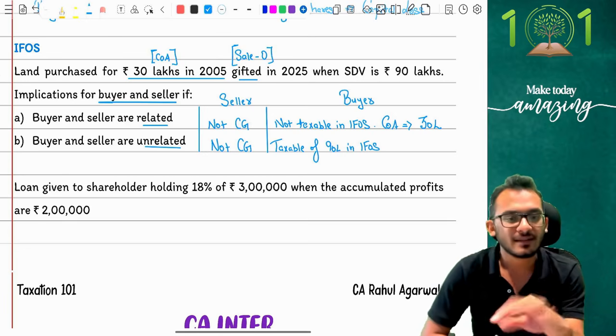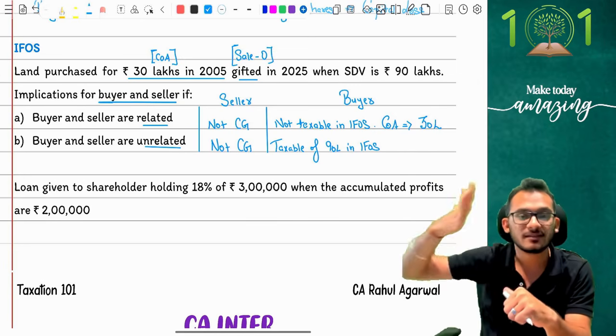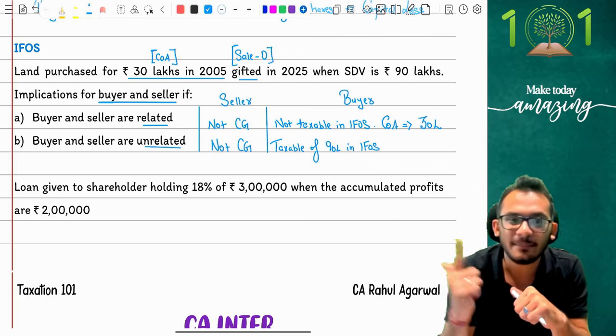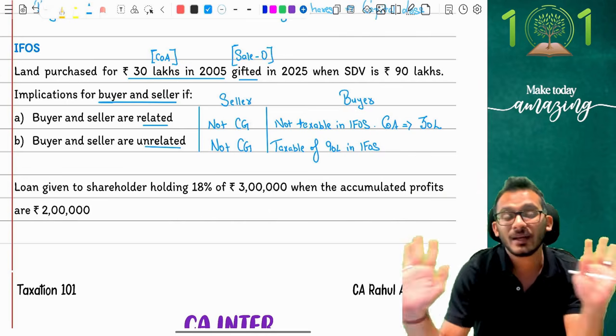Choice number 2, you can say, sir, buyer has told me that the buyer has given a gift. So whatever his cost, I will take, which is 30 lakhs. If you're a smart assessee, why would you choose 30 lakhs? You've anyway paid tax on 90 lakhs. So you will say, sir, let the 90 lakhs get lost. I don't care about the 90 lakhs.